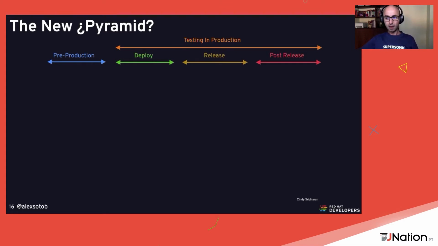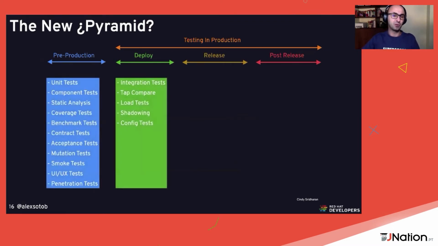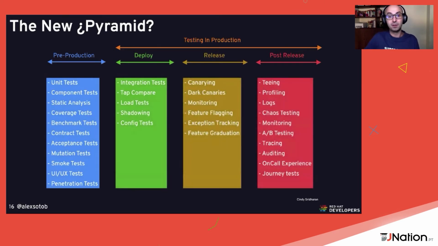Then most of you probably already know the testing pyramid, right? That we've got unit tests, component tests, and end-to-end tests. But now with microservices and testing in production, this has changed a bit. And I like to call this the new pyramid, right? Notice that I've got four columns, and the blue one is pre-production testing, right? It's tests that run before we go to production.